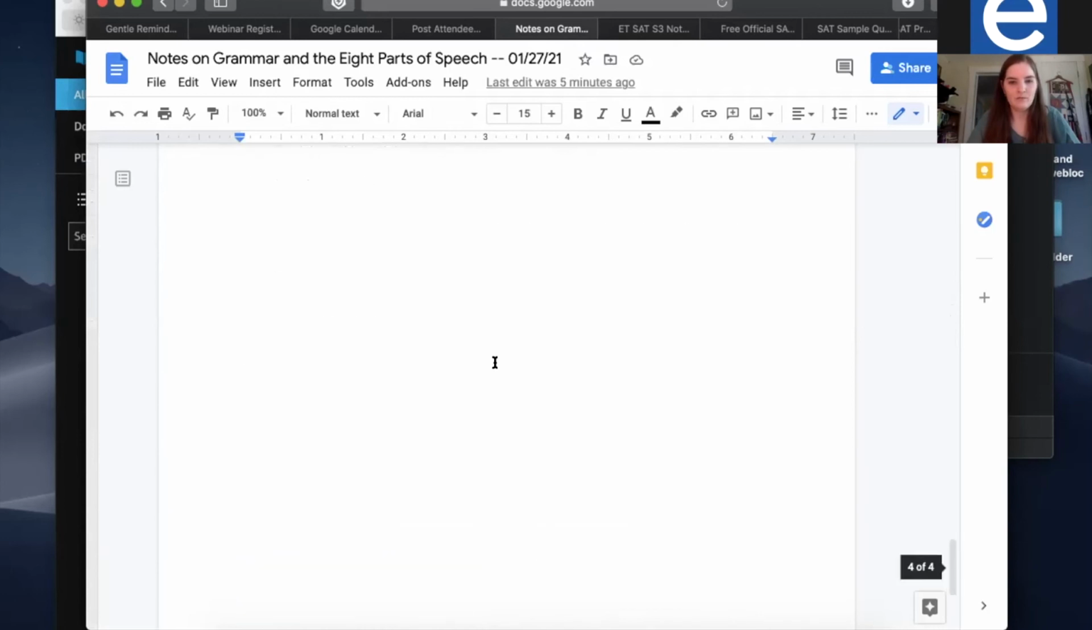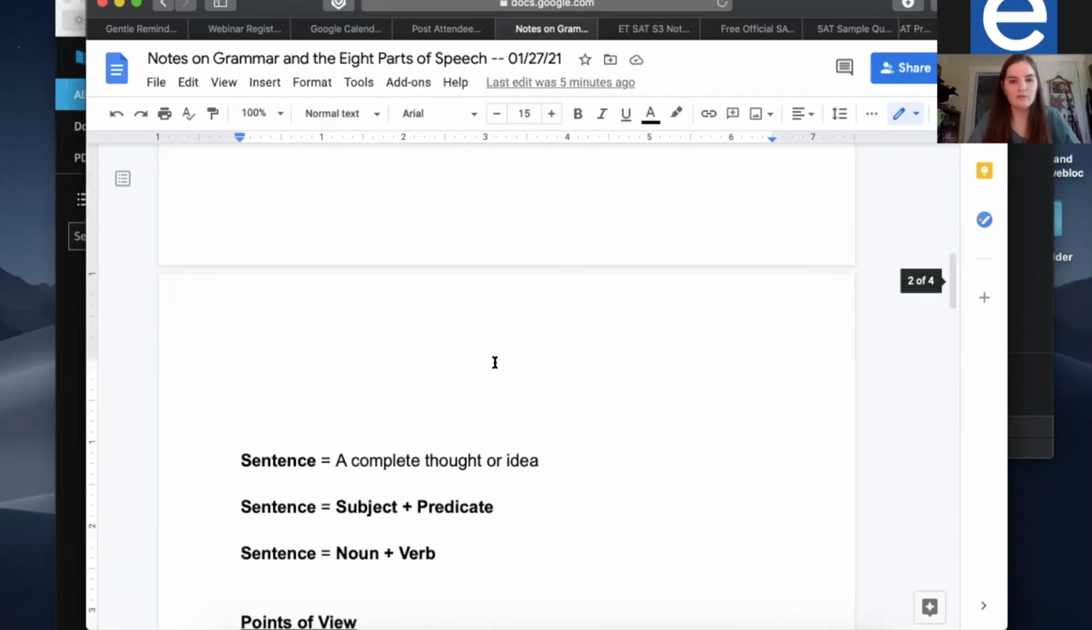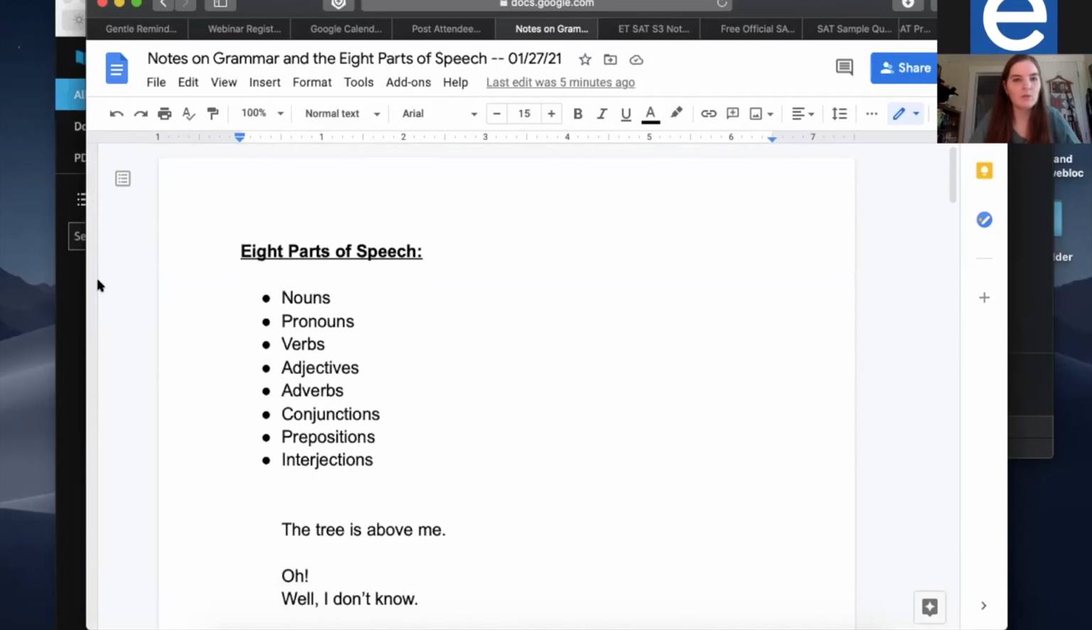Where did I want to go? Okay, so what I wanted to look at, we did kind of go over that. So I do want to look at some concrete examples here.